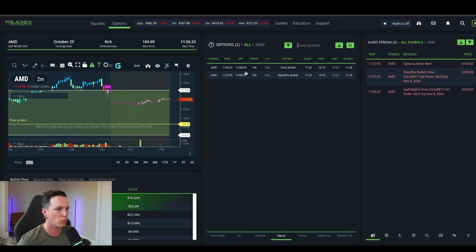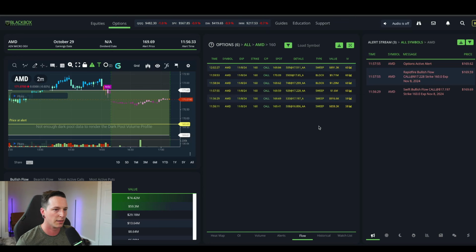The expiration for these was 11.8, which means they expire within a month. The strike price is $160, which is about $10 in the money. In my opinion, this is a good sign because this is somebody who's not trying to just throw away their capital. They're buying something that already has intrinsic value because it's worth less than the current price of AMD. You can also see that this person is already up 11% on those call options. These are the ones that I decided to follow because of this buyer.